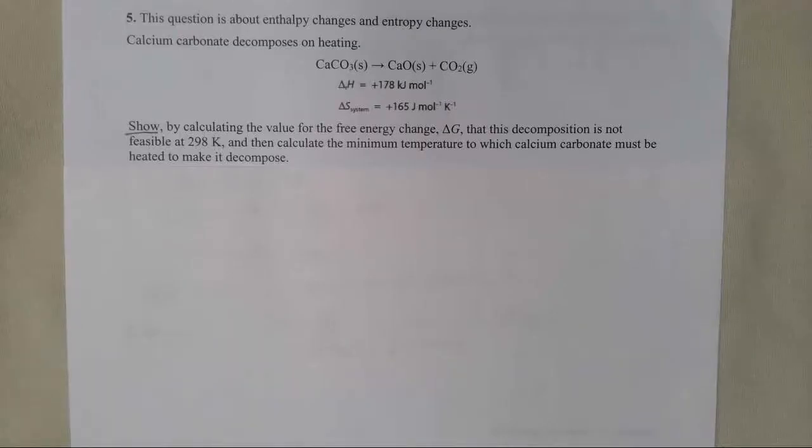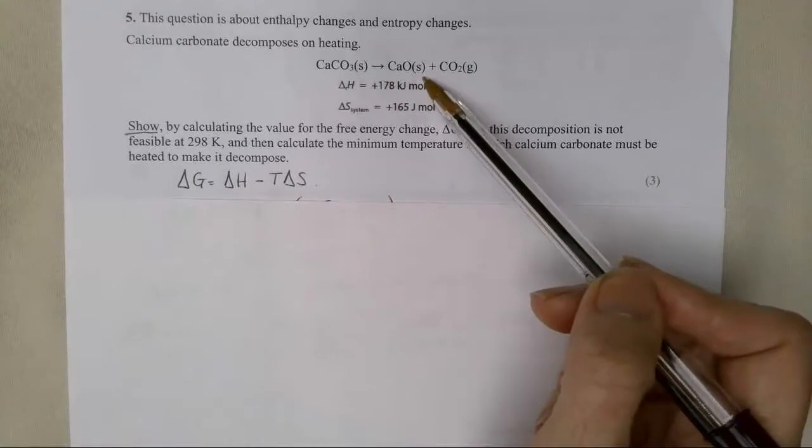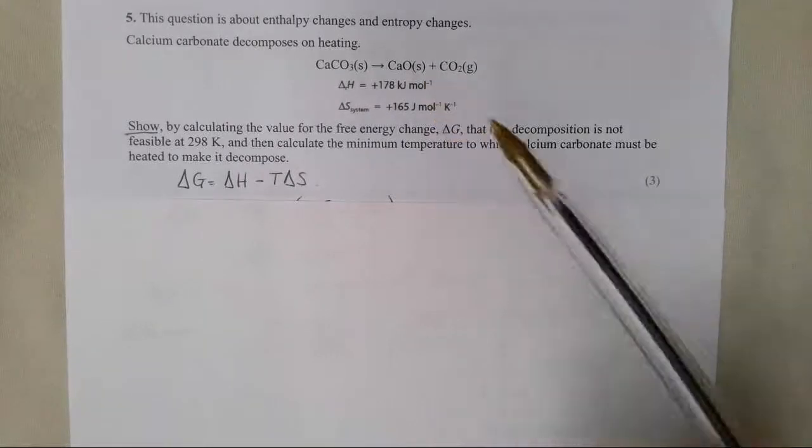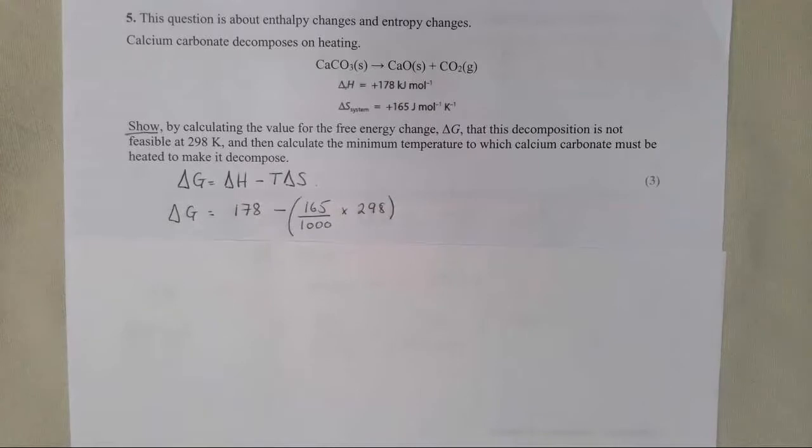Okay, so we're on to question 5. And this is asking about the thermal decomposition of calcium carbonate. And we're asked to show by calculation that this decomposition is not feasible at 298 Kelvin and calculate the minimum temperature at which it does decompose. So the first thing we're going to do is write down our expression for delta G, and delta G is delta H minus T delta S. So we have our delta H value and we have our delta S value, so we're basically just going to put those into our expression and calculate them.